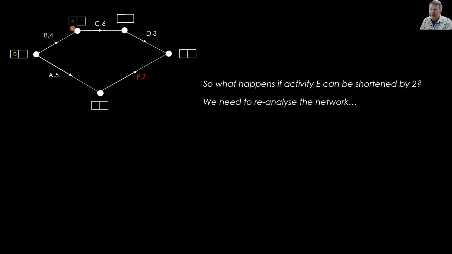0 plus 4 is 4. 4 plus 6 is 10. 10 plus 3 is, and we'll write it above, 13. Come down the way, 0 plus 5 is 5. 5 plus 7 is 12. Now, which one is longer, 13 or 12? Obviously, it's 13, so 13 is going in the box. So our new completion time is 13 hours instead of the 14. So we took 2 off there, which is great, but now we've got float time down the bottom.